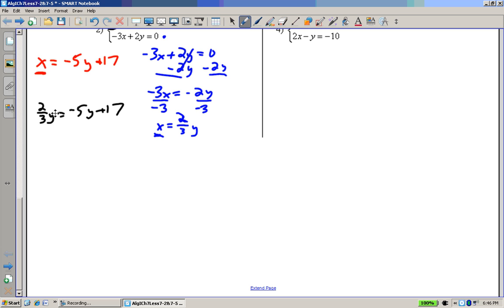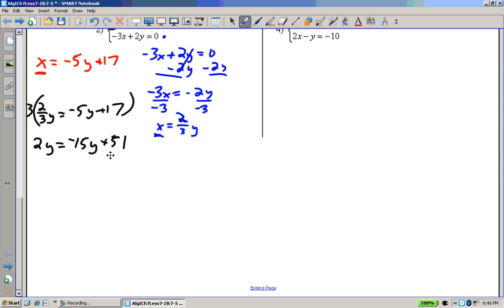Now, I don't like this fraction here, so what I'm going to do is multiply everything by 3. It's going to make it very easy to get rid of the fraction. So 3 divided by 3 is 1, times 2 is 2. 3 times negative 5 is negative 15y. And then plus 3 times 17 is 51.